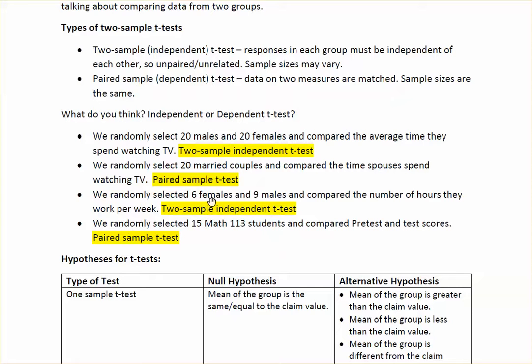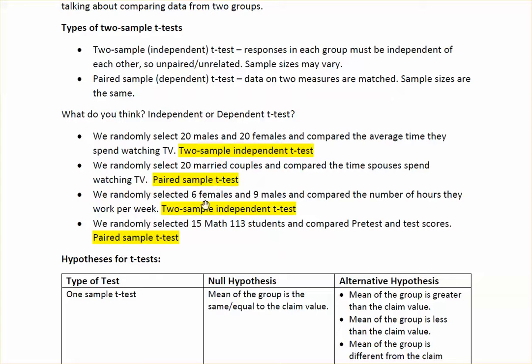We randomly select 6 females and 9 males and compared the number of hours they work per week. Well, the 6 and the 9 aren't the same, so that immediately eliminates the paired samples. But also, we're comparing the number of hours they work between men and women, which is kind of categorical, and if you're comparing a categorical variable with a number, then it's always going to be the two-sample t-test.